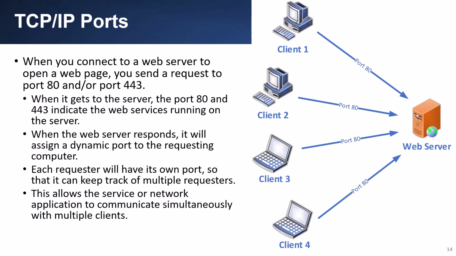When you connect to a web server to open a web page, you send a request to port 80 and/or port 443. When it gets to the server, the port 80 and 443 indicate the web services running on the server. When the web server responds, it will assign a dynamic port to the requesting computer. Each requester will have its own port, so it can keep track of multiple requesters. This allows the service and network application to communicate simultaneously with multiple clients.